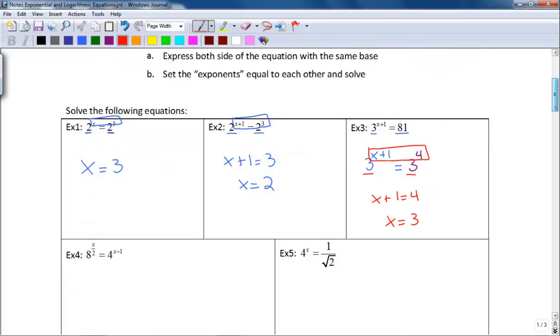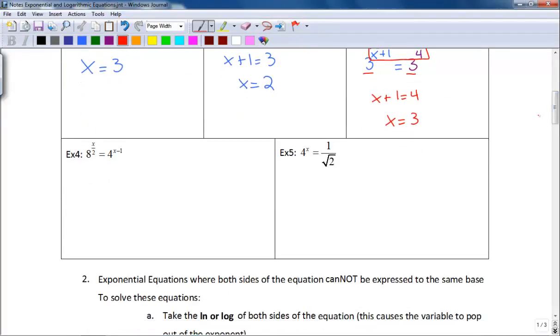And let's look at the next two examples. 8 raised to the x over 2 is equal to 4 raised to the x minus 1. The very first thing I need to do is express both sides with the same base. I can't use 4 on both sides because there's no power I can raise 4 to give me 8, but both can be expressed as 2 to a power. 8 is the same as 2 to the third power, so this is going to be 2 to the third power times that exponent of x over 2, and 4 can be expressed as 2 to the second power, so it's 2 to the second power times x minus 1.